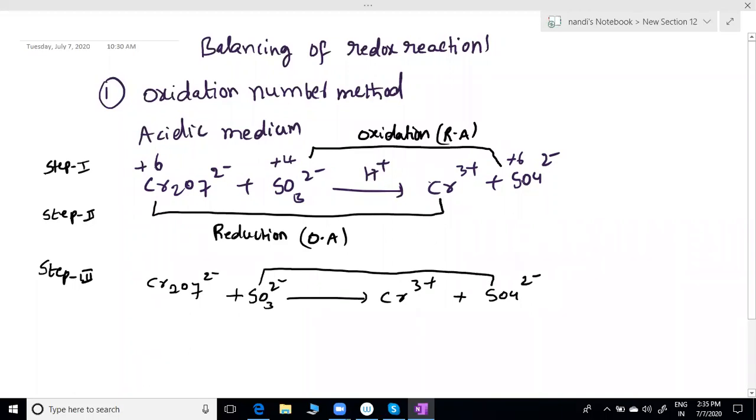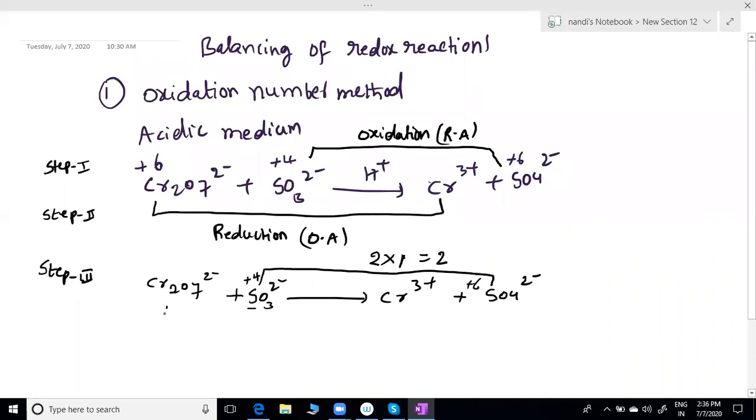Here plus 4 to plus 6. What is the difference? This is plus 4, here plus 6. The change in oxidation number is a difference of 2. How many sulfurs here? Only 1, so 2 into 1. So 2 is the n factor change.